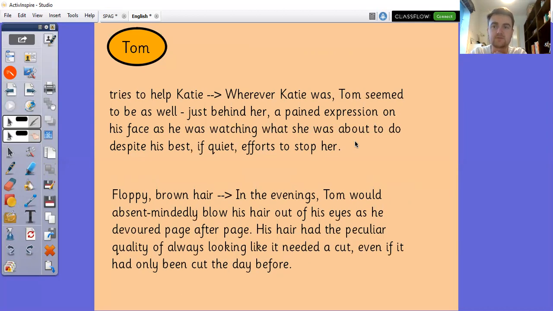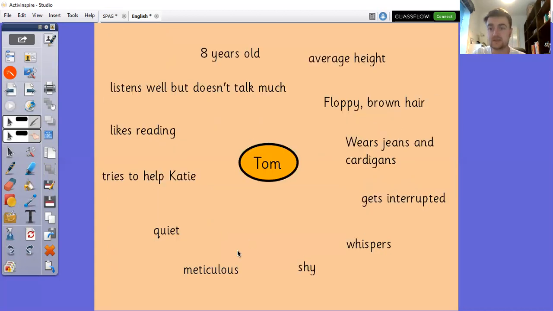Now, if I was being critical of it, I wouldn't want the word cut twice in there. So I've got his hair, the peculiar quality of always looking like it needed a cut, even if it had only been cut the day before. So I would probably use a thesaurus to go through and see if I could change one of those versions of cut. So your job, guys, very much depends on what sort of words you had yesterday.